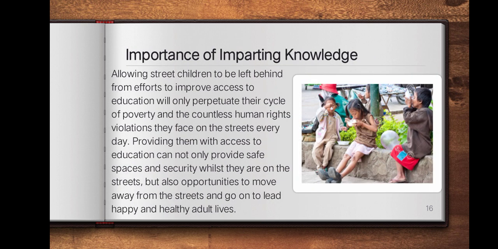So, we need nga makakuan jud og kanang maka-access og education ang street children. Why? Because allowing street children to be left behind from efforts improving access to education will only perpetuate their cycle of poverty and the countless human rights violations they face on the street every day. Providing them with access to education can not only provide safe spaces and security whilst they are on the street, but also opportunities to move away from the streets and go on to lead happy and healthy adult lives.